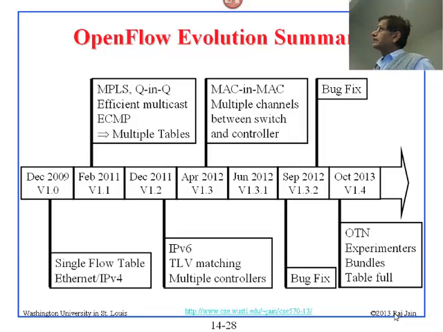This line should go to 1.3.1. I always forget to bring my pen. All right, and 1.4 is OTN. What is OTN? Optical Transmission Network. All right, and experimentals, bundles, and table full. Any question about any of the versions?